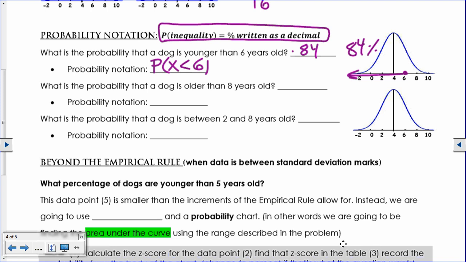Okay, what about this one? The probability that a dog is older than 8. How do I write that notation? X is greater than 8. Okay? So in the picture, they want 8 and above. Let's write that in percentage first. I feel it might be easier for you guys to write it as percentage and convert it. So what's the percent for 8 and above?